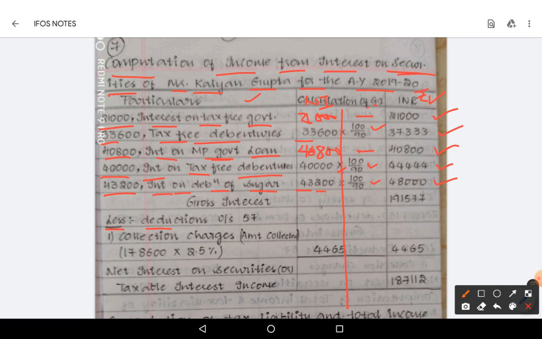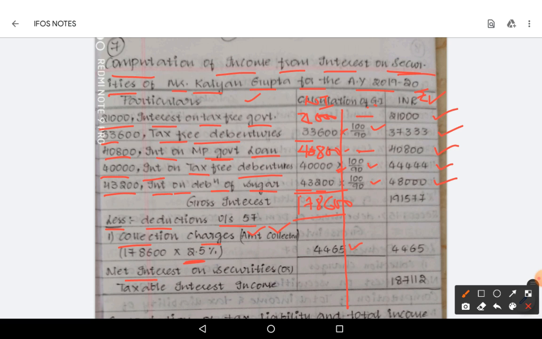Less deductions under section 57. Collection charges. Amount collected means net interest we need to consider. That net interest total will be 21,000 plus 33,600 plus 40,800 plus 40,000 plus 43,200 amounts to 1,78,600. This is your net interest. On this amount collected, we need to calculate 2.5%, that comes around 4,446.